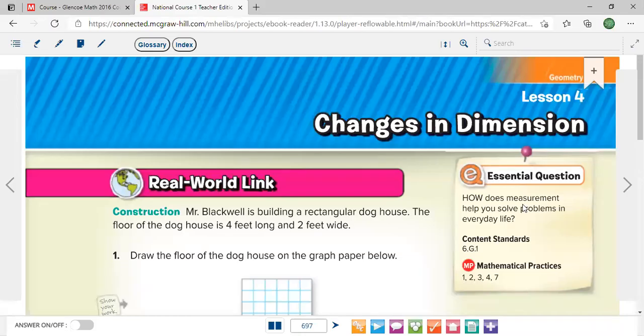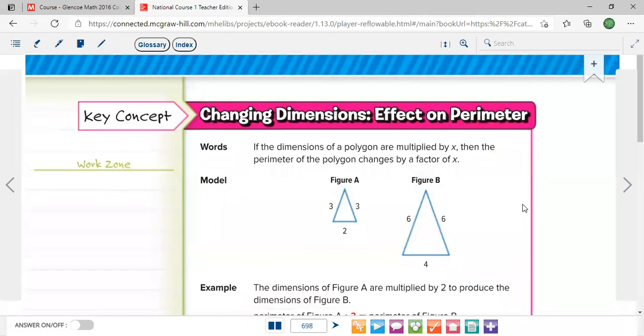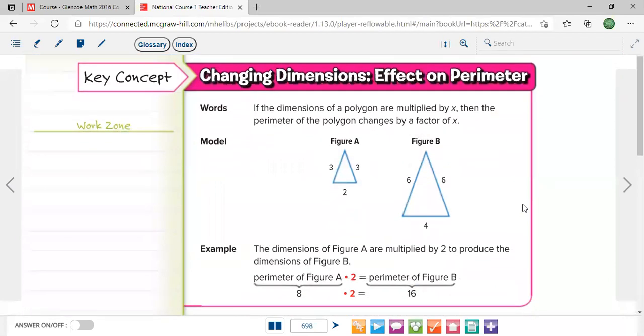In chapter 9, lesson number 4, change in dimensions. What is the effect on perimeter if we change the length of the sides? This is what we need to know.